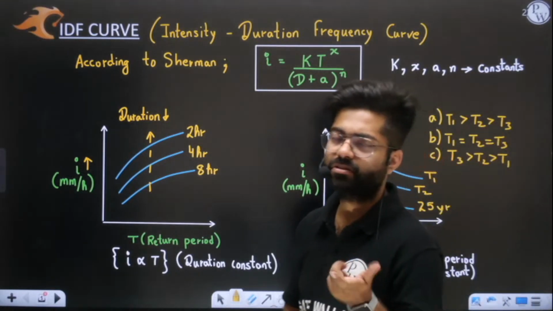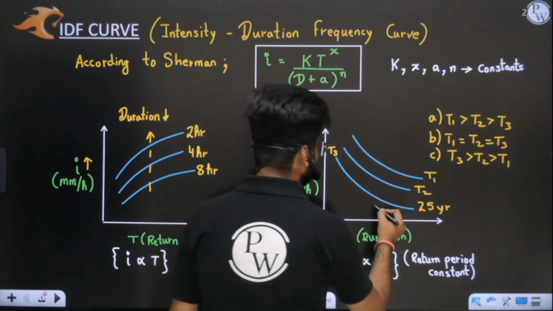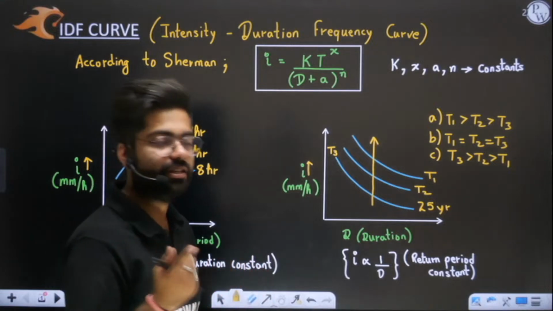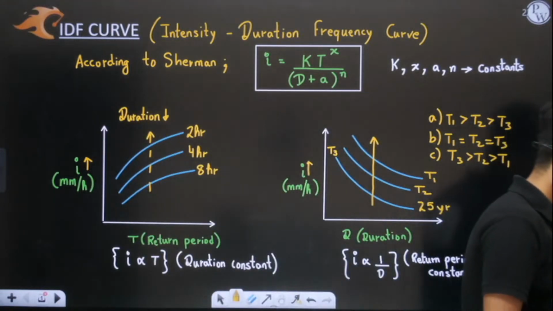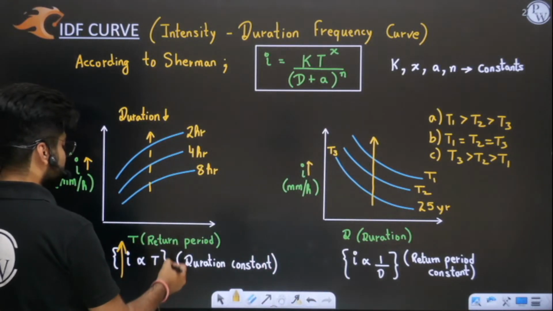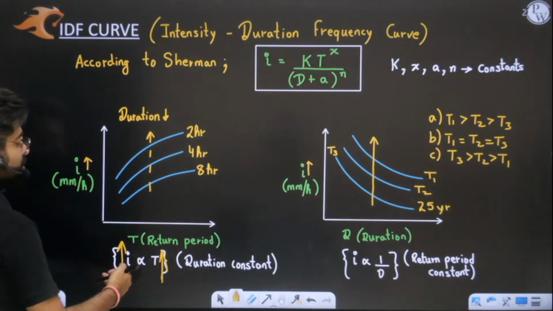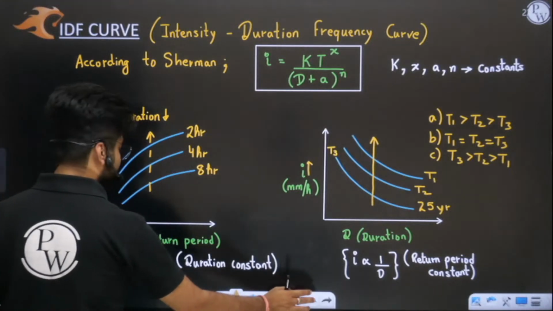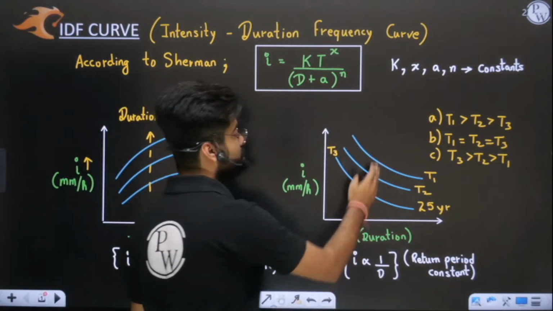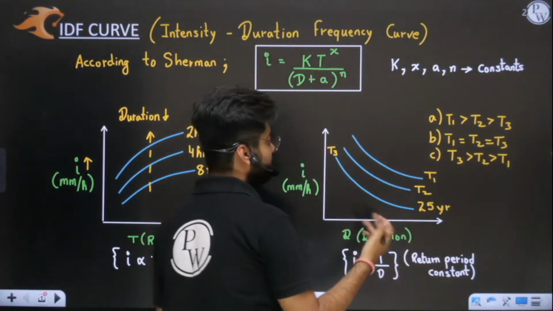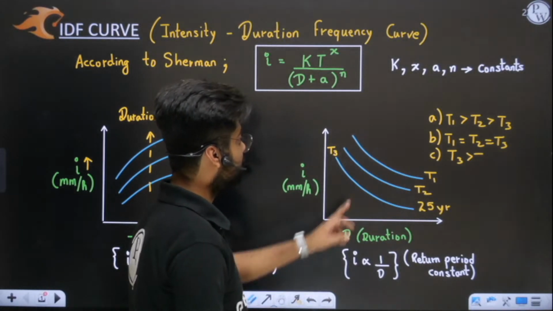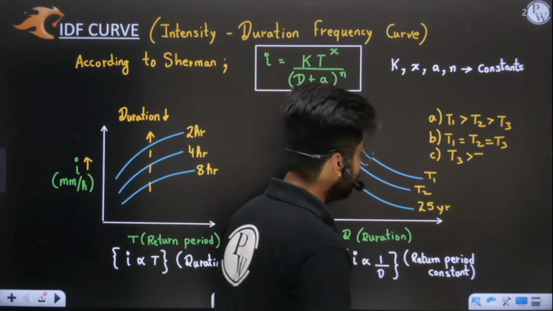See, just simple logic. If you will go outwards, intensity will increase. And if intensity is increasing, it means we have more return period because I and T are proportional. Yes or no? It simply means that as we are moving outwards, we have more return period, which means the first option will be correct. A option will be correct here. You all have guessed it correctly.